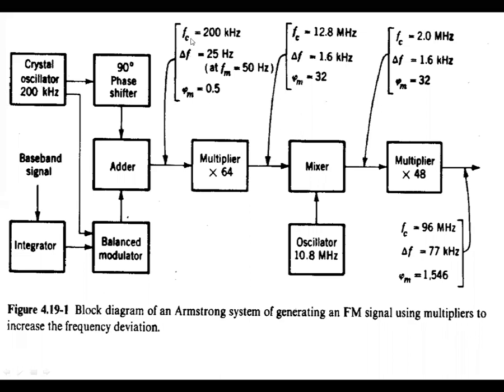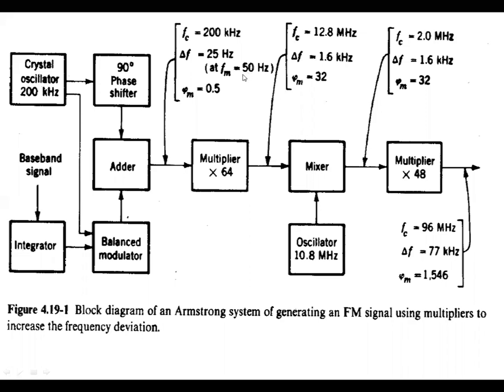of the parameters is fc, the carrier frequency, 200 kHz, where the crystal oscillator generated a 200 kHz signal. And delta f, the frequency deviation, is given as 25 Hz, at fm equal to 50 Hz. So the modulating frequency is 50 Hz. This 50 Hz is the generalized modulating frequency.